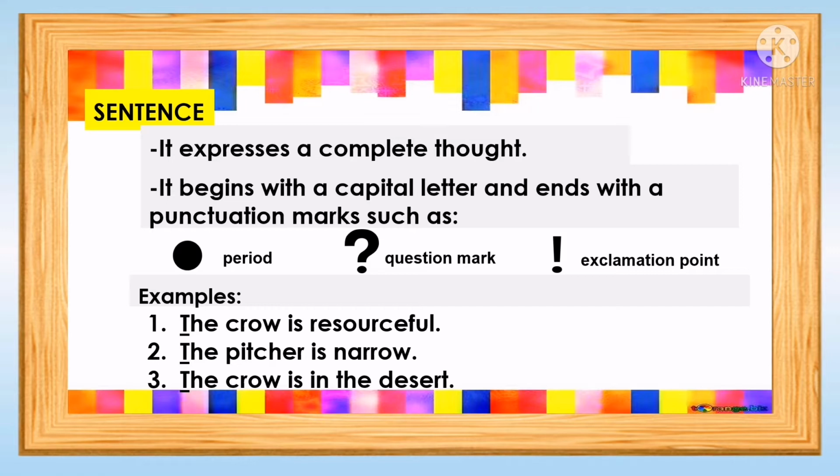Now notice that the first letters of these sentences begin with capital letter, such as T for the crow is resourceful, T for the picture is narrow, and T for the crow is in the desert. Now notice also that these sentences end with a period. Alright? Well done, kids!